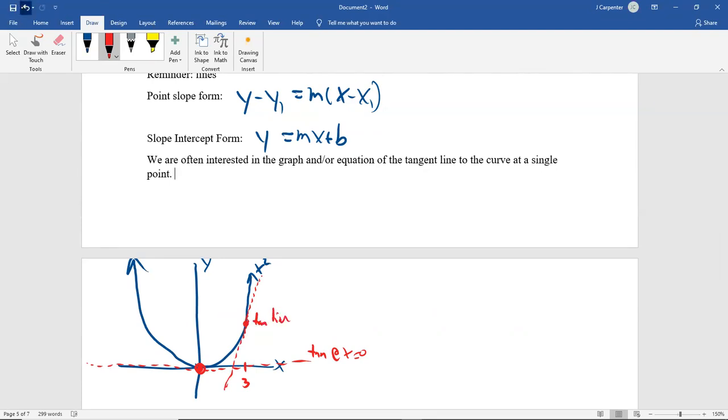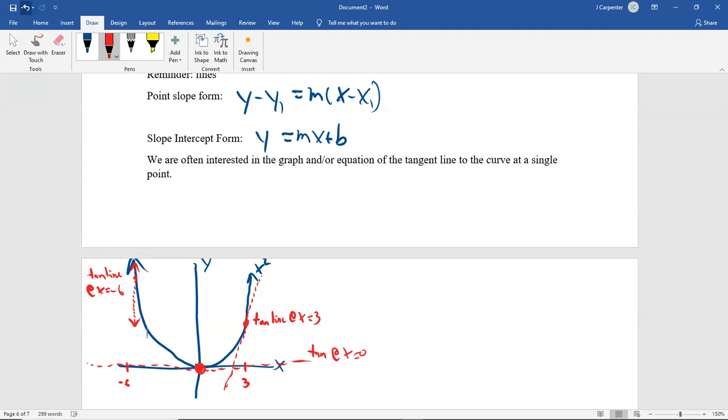That is terribly written. I will do that again. At x equals 3. Maybe over here, this is -6. Here's our very steep tangent line at x equals -6.